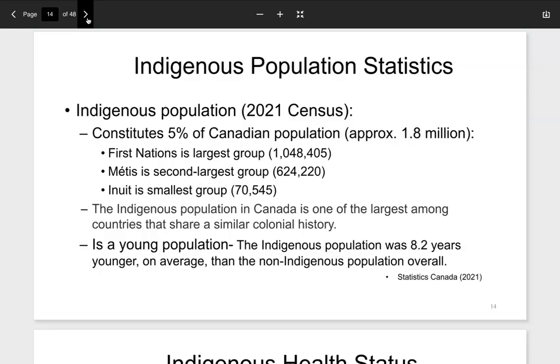So the Indigenous population in Canada is one of the largest among the countries that share a similar colonial history. Other countries like Australia and New Zealand also have Indigenous populations. They've also been colonized. But compared to these other countries, Canada has the largest Indigenous population. And the Indigenous population in Canada is relatively younger compared to the overall non-Indigenous population. The Indigenous population was actually 8.2 years younger on average than the non-Indigenous Canadian population.